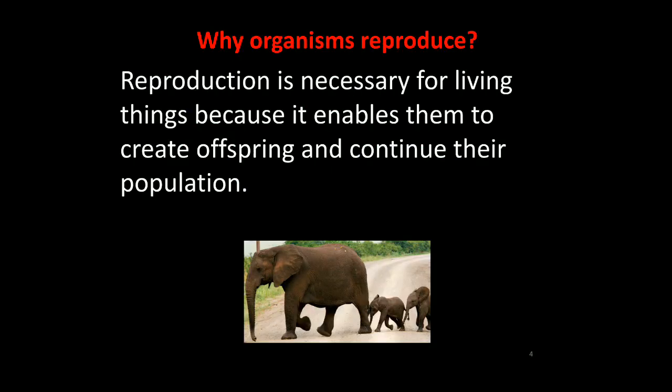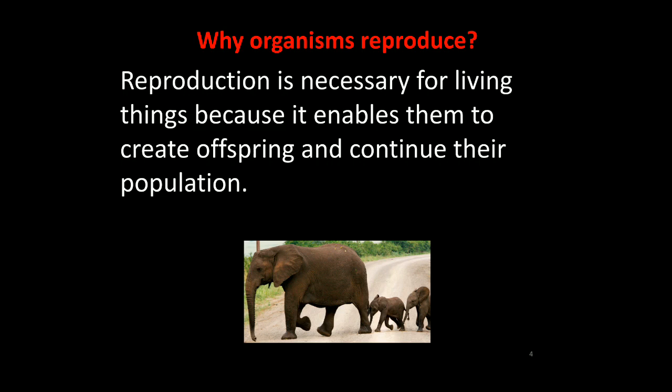Why do organisms reproduce? Reproduction is necessary for living things because it enables them to create offspring and continue their population so that life moves on. Life is there, it gets on. If something is born and something dies, then life finishes. If the first bacteria was born and it died there only, the life would not have continued.